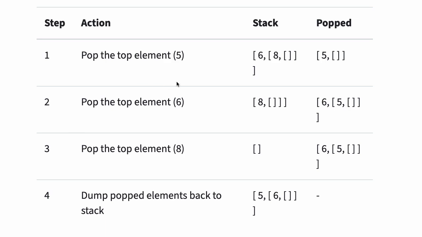Here's the table view. First we pop 5 from the stack and push it to the pop stack. Then we pop 6 from the stack and we also push 6 to the pop stack. Then we pop 8, but instead of pushing it to the pop stack, we discard it. Finally, we dump the pop stack back into the original stack.